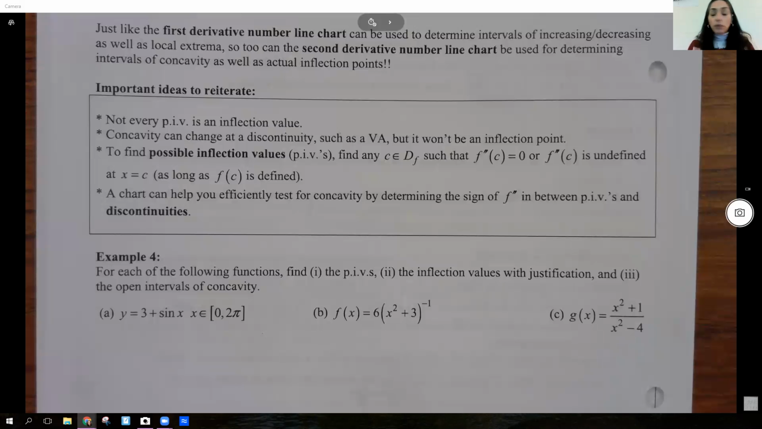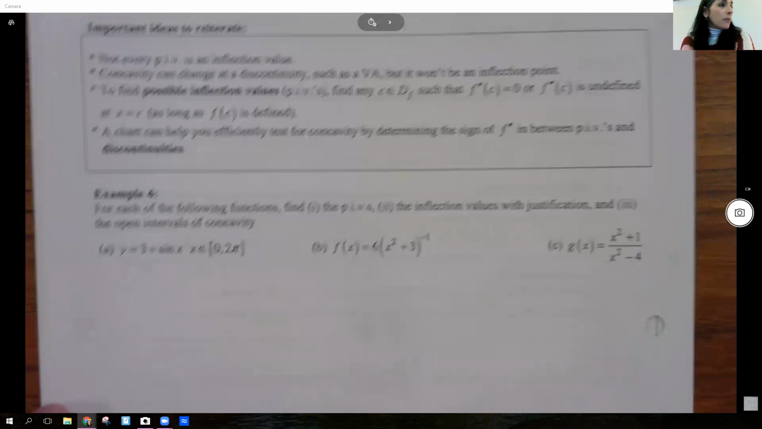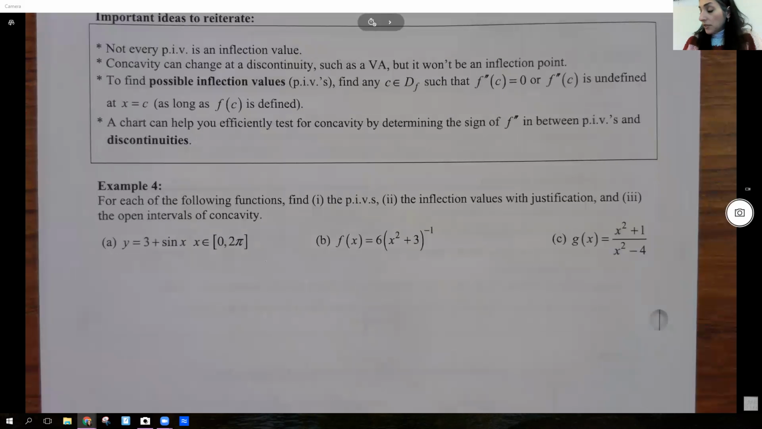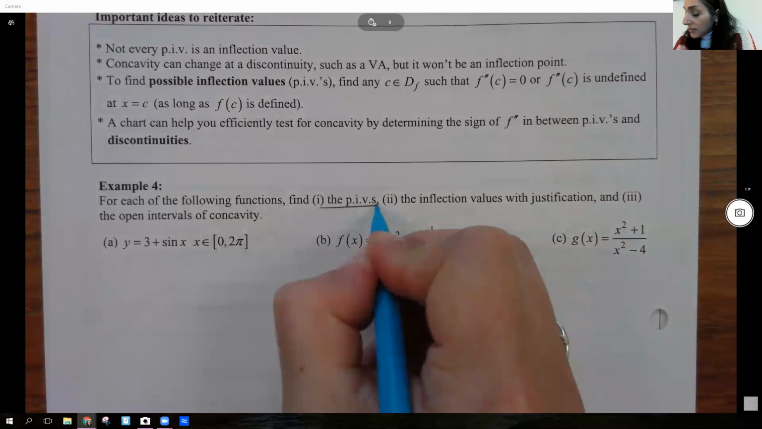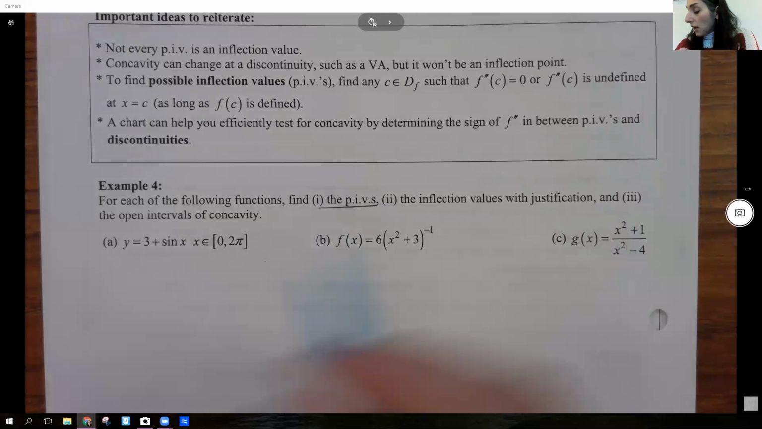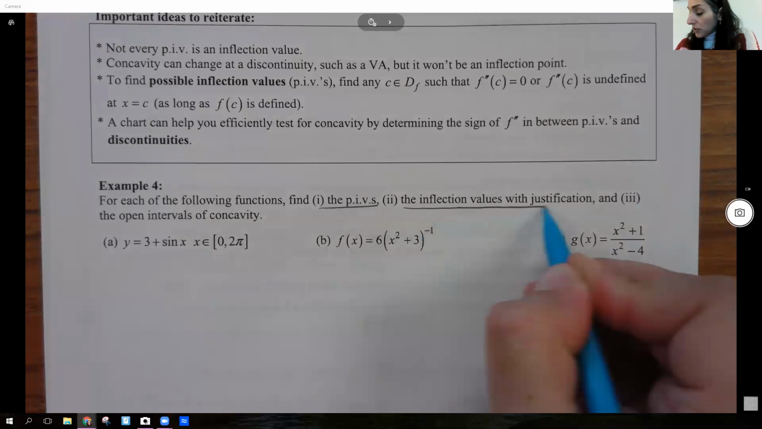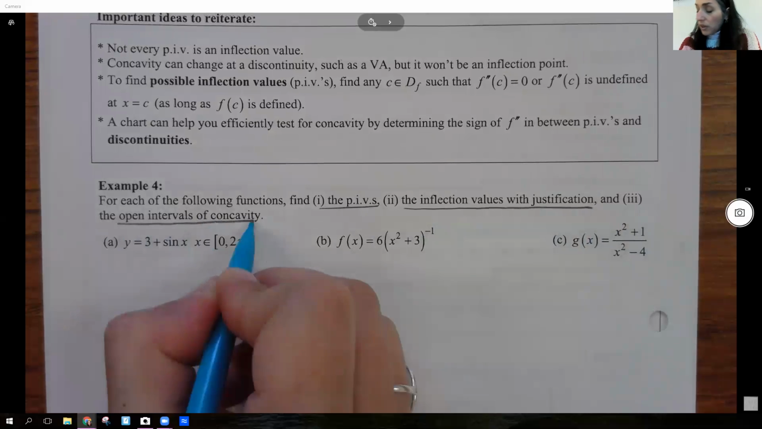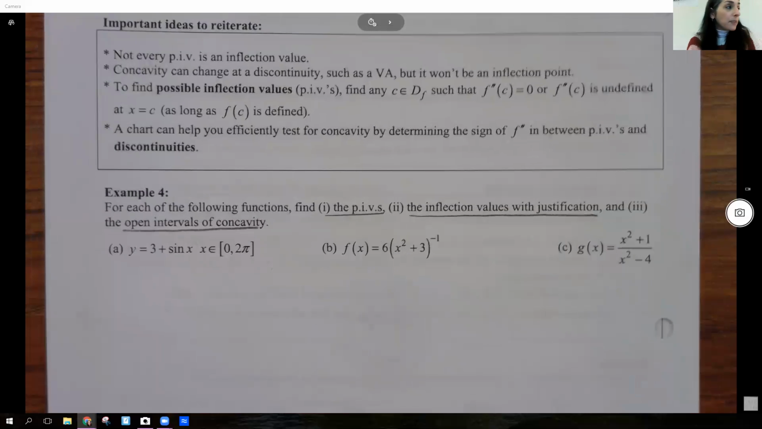Okay, so let's look at example number 4. I'll try to keep that box up there while we're working these. So here's where you actually have the algebra to do and the derivatives that we've learned and solving. So for each of the following functions, find possible inflection values, the actual inflection values if they exist, and then do the intervals of the concavity, okay?